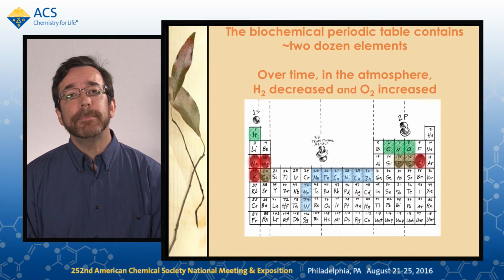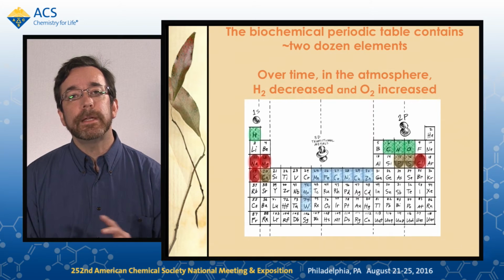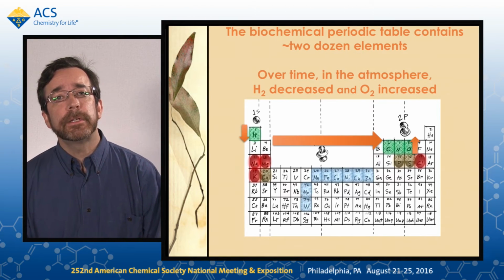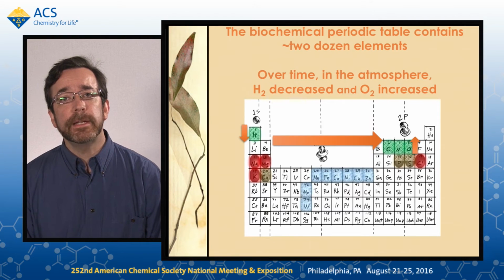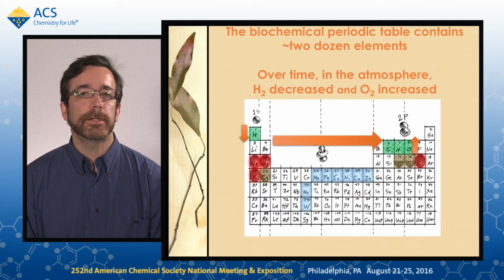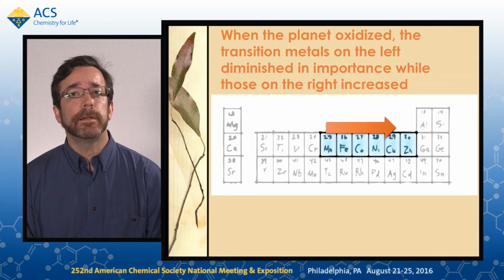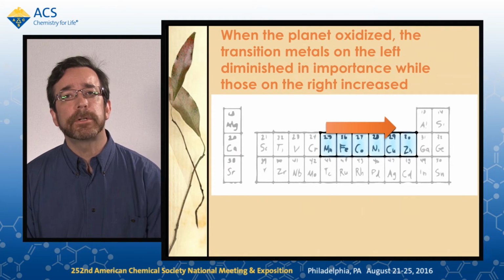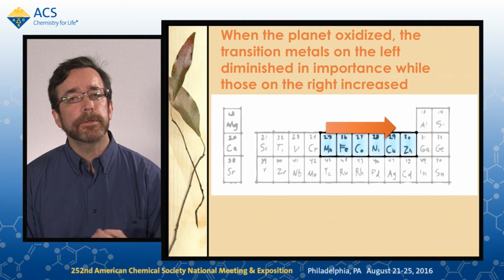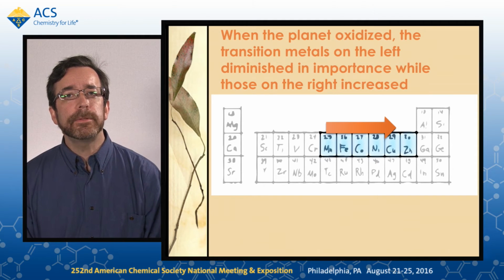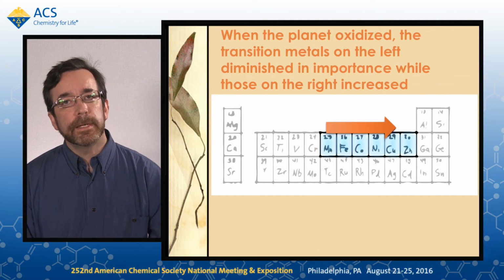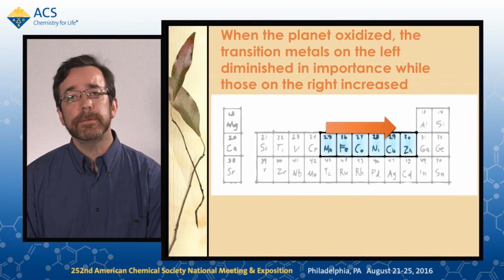Over time in the atmosphere, these elements were changed in emphasis. One of the things that happened is hydrogen decreased in the atmosphere and oxygen increased. This changed the chemical nature of the atmosphere, and this affected the oxygen-sensitive elements as well. In particular, you can see that there are a lot of blue biochemical catalysis elements on the first row of the periodic table. And it turns out that the general trend is that as the planet oxidized, the ones on the left diminished in importance, and those on the right increased in importance.